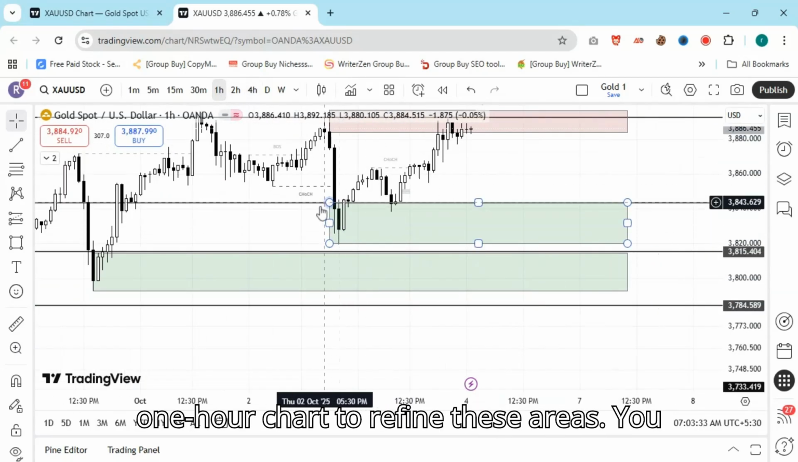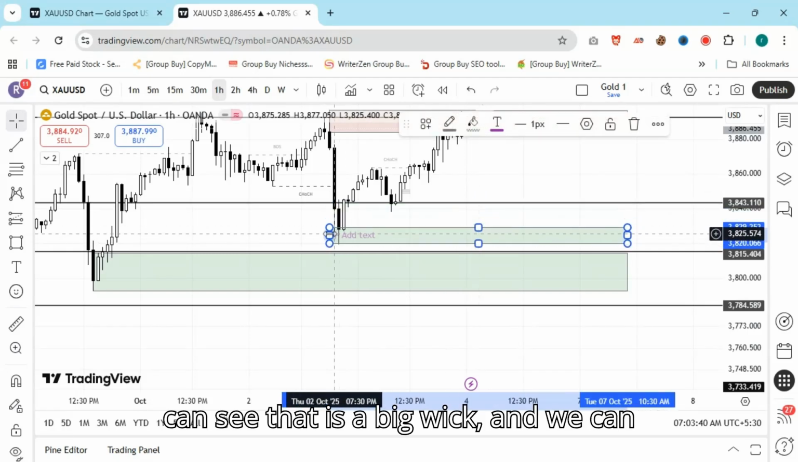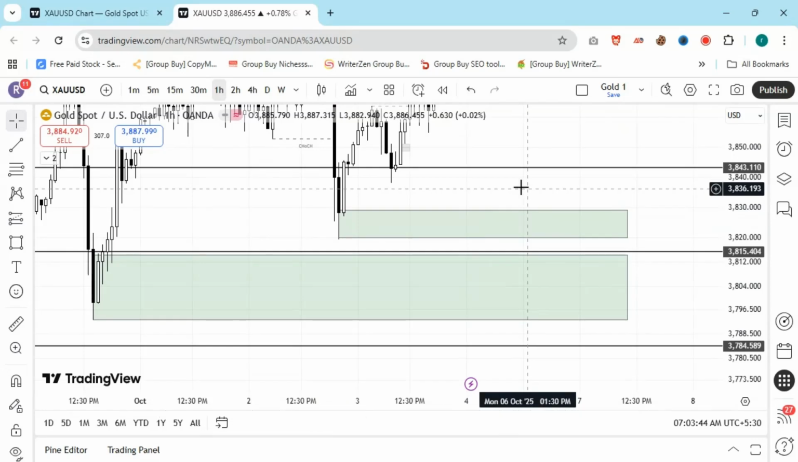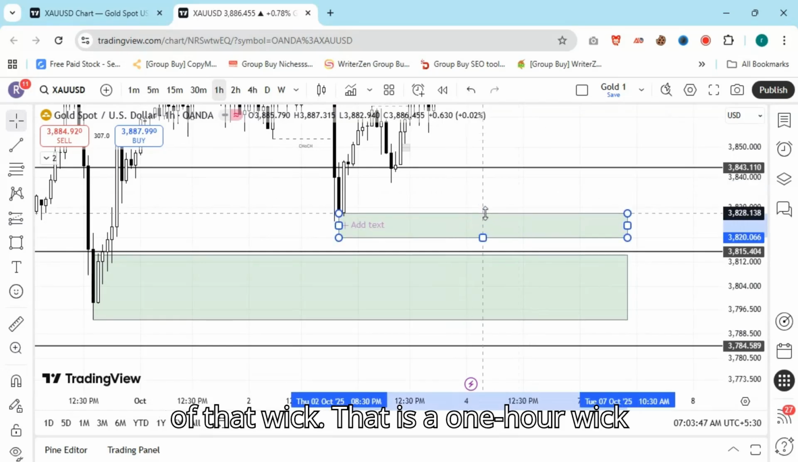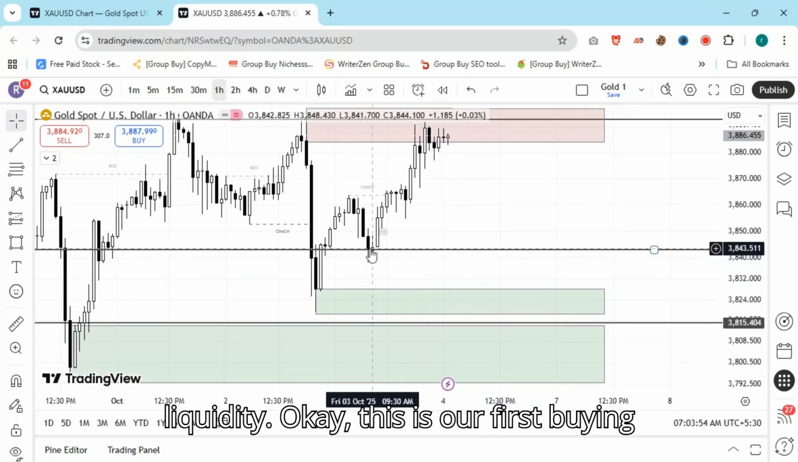Now I'm going to the 1-hour chart to refine these areas. You can see that is a big wick, and we can only reduce it to match the price level of that wick. That is a 1-hour wick that occurred with a 1-hour bearish candle. It looks like it grabbed liquidity. Okay, this is our first buying zone.